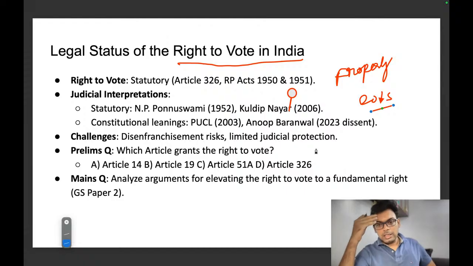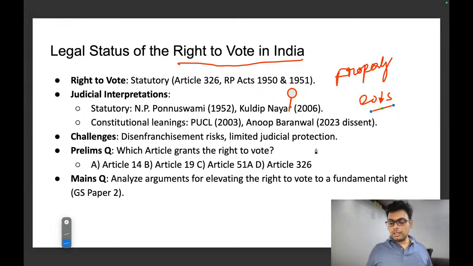This Rajbala, then Anup Baranwal. So in this case, it was established that it's a constitutional right. Okay, but sorry, this PUCL case and this Rajbala 2015 said that it's constitutional. Then in Anup Baranwal case, majority upheld statutory status, dissent linked to Article 19(1)(a) and basic structure. So basically, Anup Baranwal says that it's statutory.